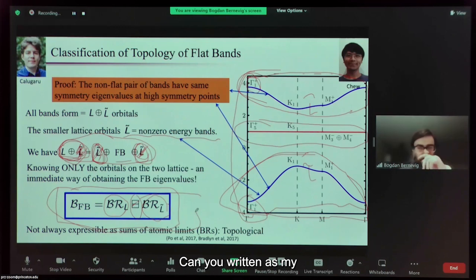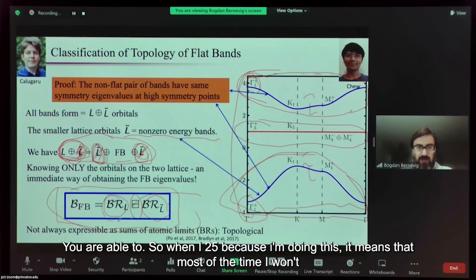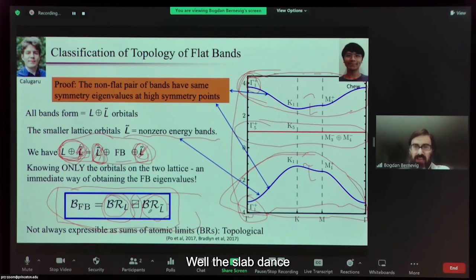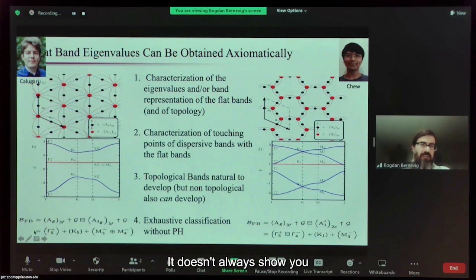And you know, it doesn't always show it's topological because sometimes the atomic limit of the lattice L will include the atomic limit of the lattice L tilde. Okay, in which case you can actually do the subtraction, but it's natural, and it certainly is true for small numbers of orbitals, that in a lot of cases, the fact that I can naturally express the eigenvalues of the flat band as a difference and not a sum of atomic limits means that they will come out as topological. Okay, so for example, how does it work?